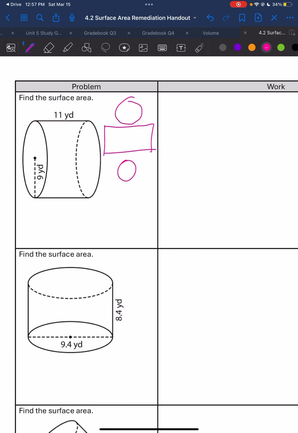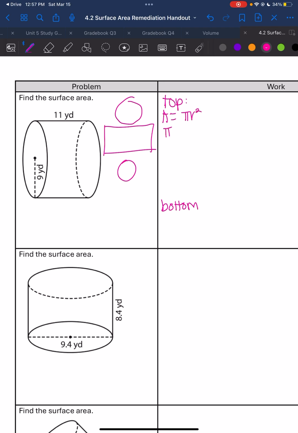So I know I need to find the area of the two circles. And remember, these two circles are the bases, and they're also always congruent. So let's start with the area of the circles. We're going to call it the top, and we're going to call it the bottom. So the top circle, the bottom circle. Well, I know it's a circle, so the area formula to find the circle is pi r squared.